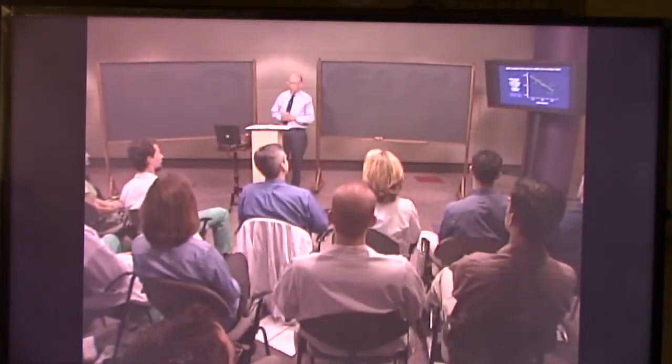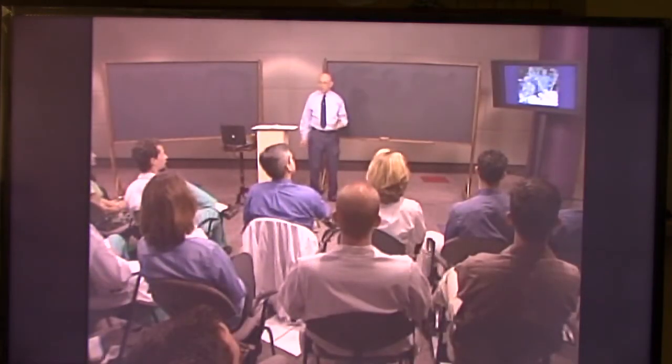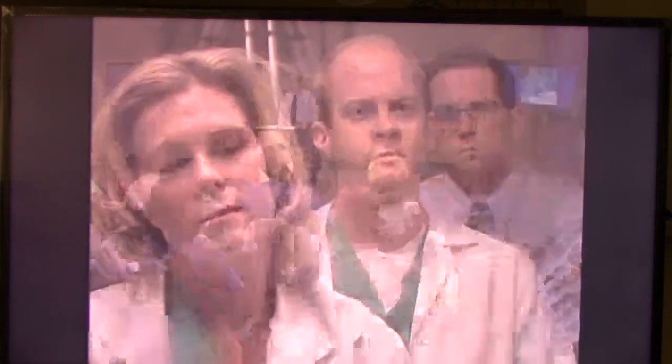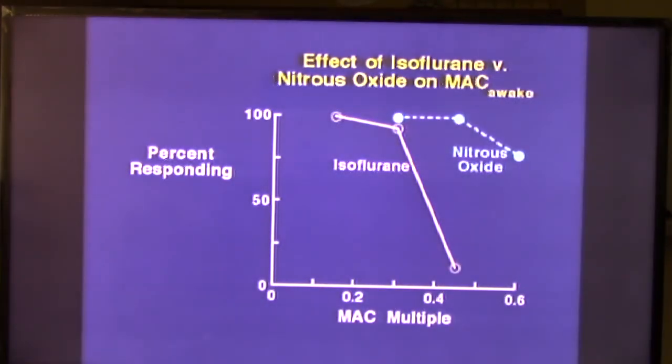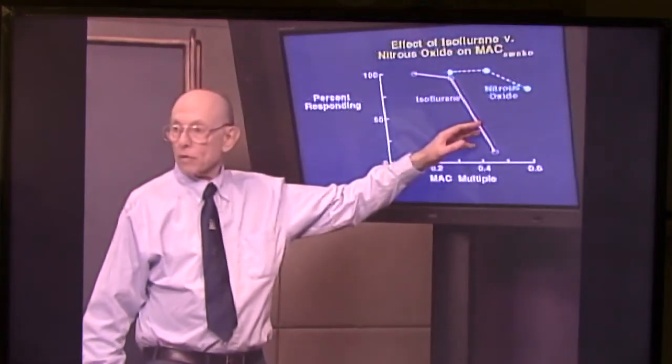We know that MAC awake can vary among anesthetics, and this is an important aspect of MAC awake relative to MAC. Rory Dwyer and I studied this in some volunteers, determining what concentration volunteers responded appropriately to command with isoflurane, and on a separate occasion, the same volunteers, what concentration suppressed response to command with nitrous oxide. And finding that as a multiple of MAC, there was a difference between the two, with nitrous oxide having a much higher MAC awake value, above 60% of MAC, than isoflurane, which had a MAC awake value somewhere around 30 to 40% of MAC. What does this imply to you?